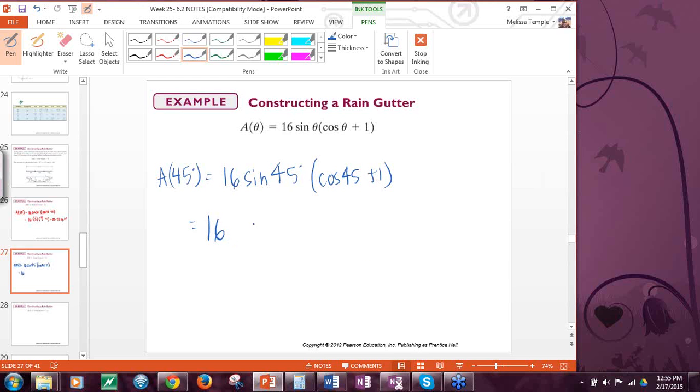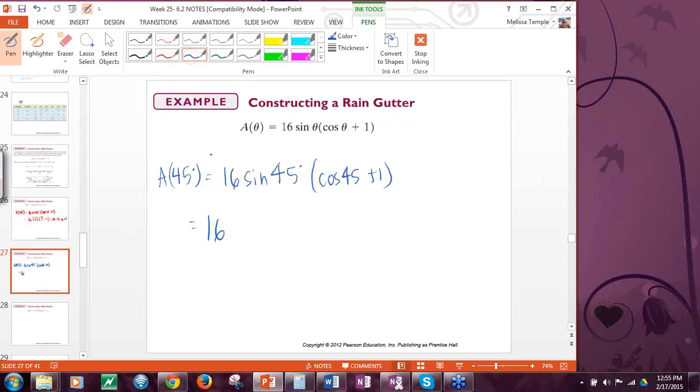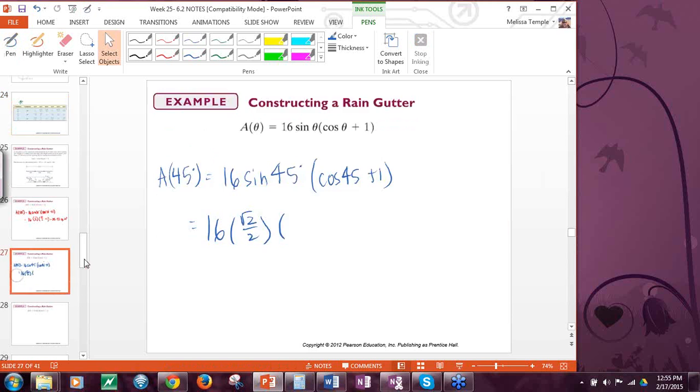And substitute in what we know to be true. Sine of 45, over here on your chart, 45 degrees. Sine is square root of 2 over 2. So I'm going to replace sine of 45 with root 2 over 2. Times cosine of 45, come back to your chart, cosine is also square root of 2 over 2. So I get square root of 2 over 2 plus 1.